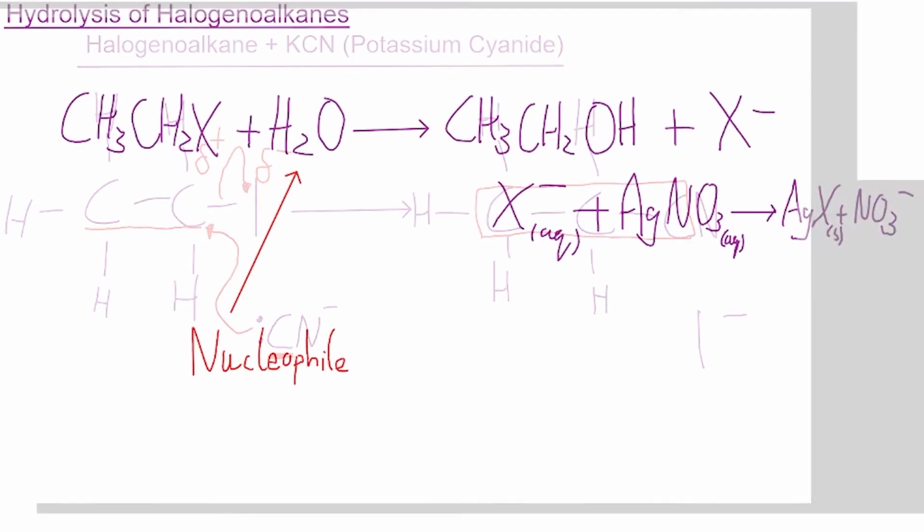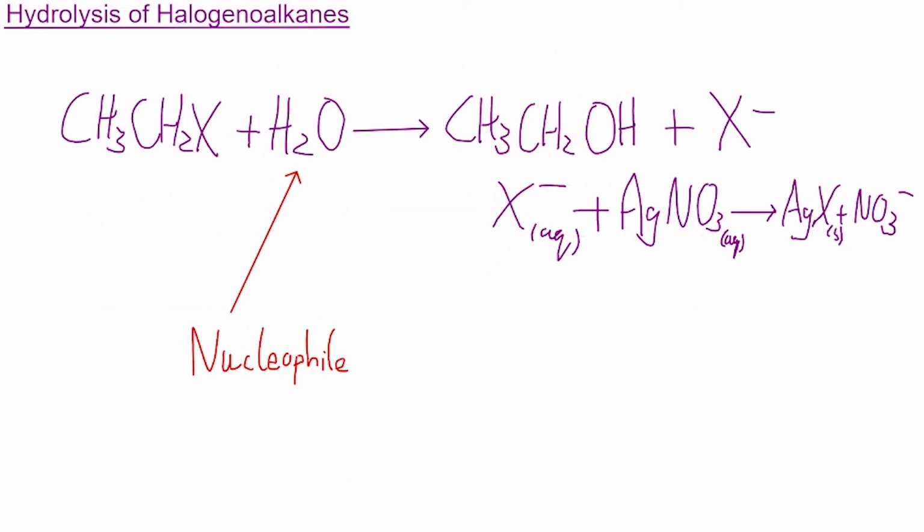The last important reaction you need to be aware of in regards to the halogenoalkanes topic is what happens when you react a halogenoalkane with water. This is known as the hydrolysis of a halogenoalkane, and this is really important for a number of qualitative experiments. What happens is, when you react your halogenoalkane with water, you'll get an alcohol and your halogen ion.